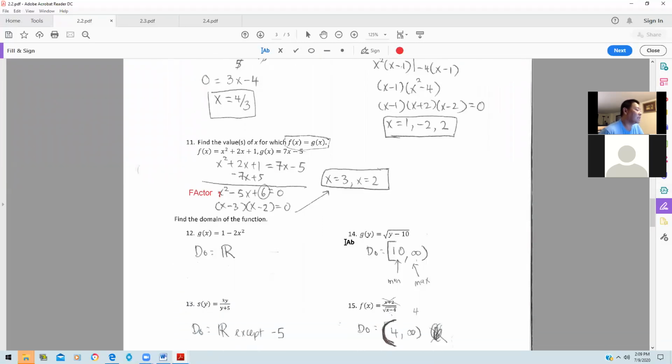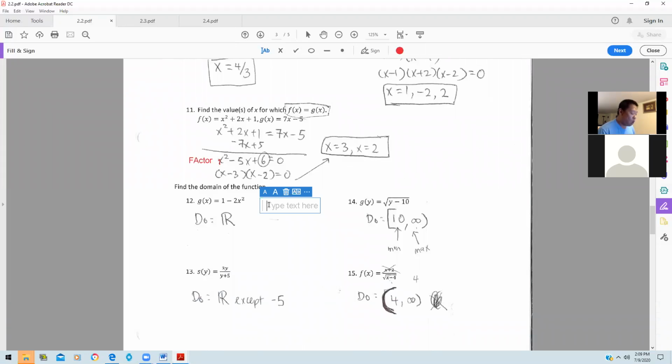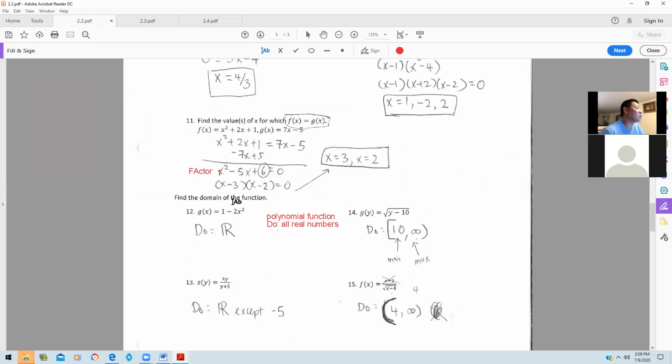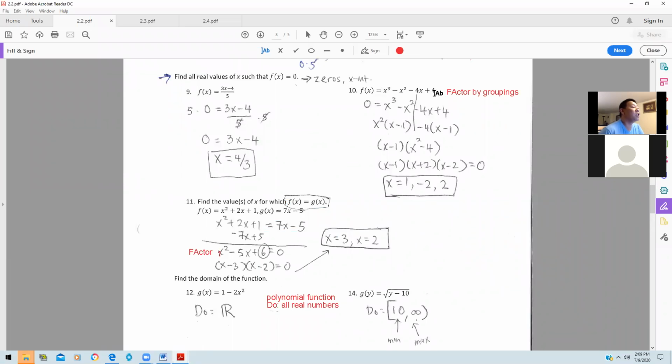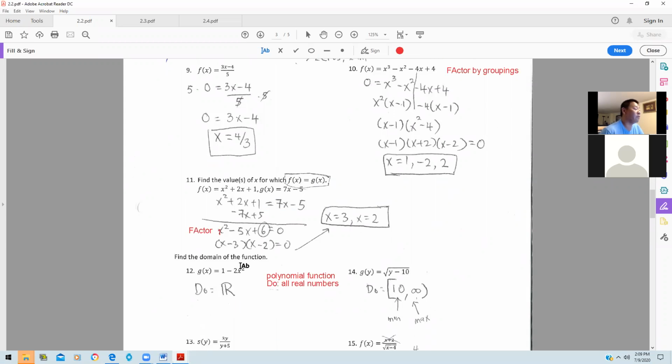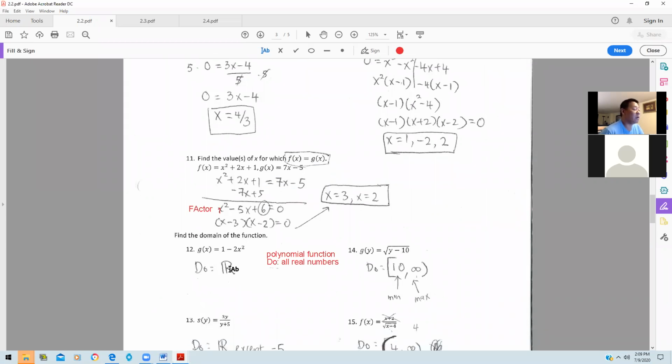Okay. Next, domain case. For any polynomial function, your domain is always all real numbers. What are polynomial functions? Polynomial functions are like 1 over 2 x squared, x squared plus 2x plus 1, 7x minus 5, x cubed minus x squared minus 4x plus 4. So if I ask you what is the domain of all these polynomial functions, your domain is going to be all real numbers. So you do not need to do any work.